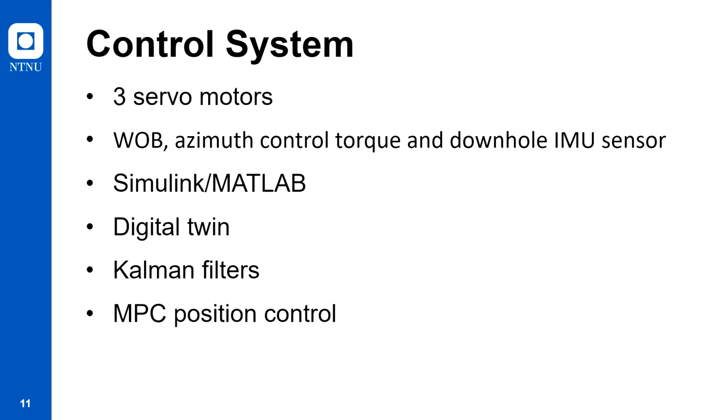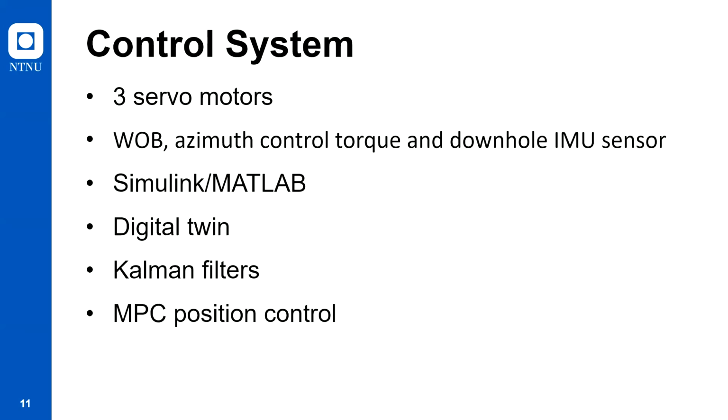The downhole sensor is an Arduino Nano 33 BLE that is used to estimate roll and pitch. The control system is built in Simulink with MATLAB function and blocks. A digital twin is a virtual simulation of a physical system. The digital twin enables fast prototyping of the position estimation, well path generation, and reference path controllers. A Kalman filter is used for reducing the measurement noise from the downhole sensor.